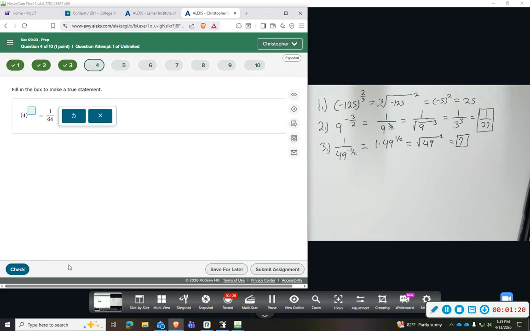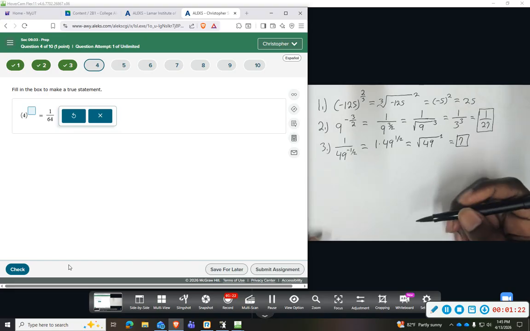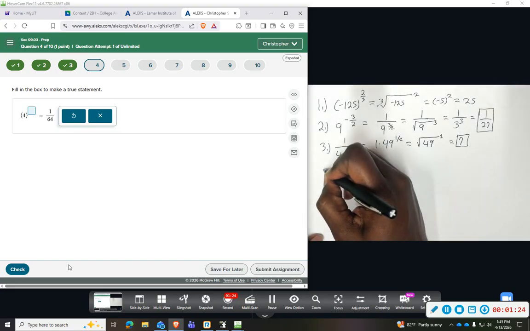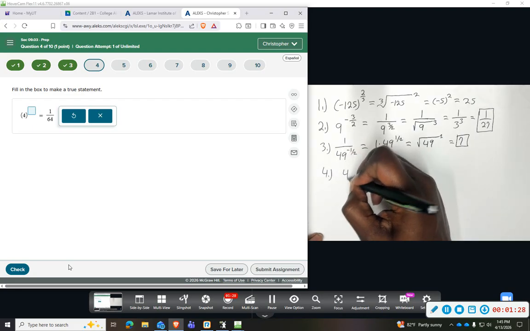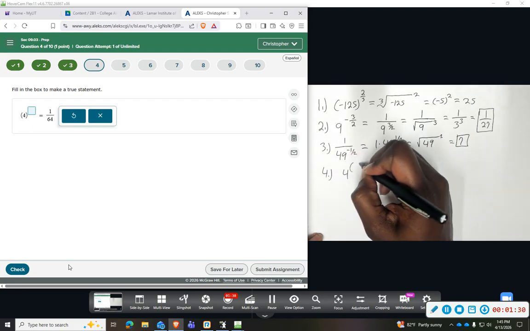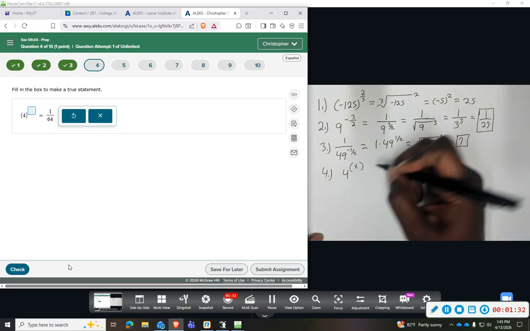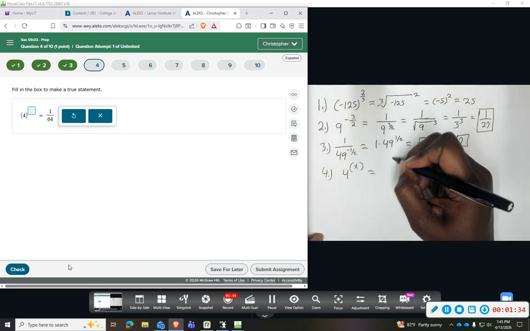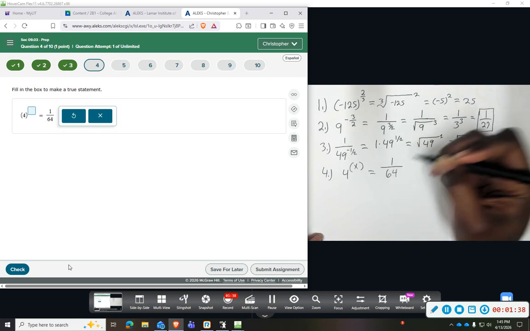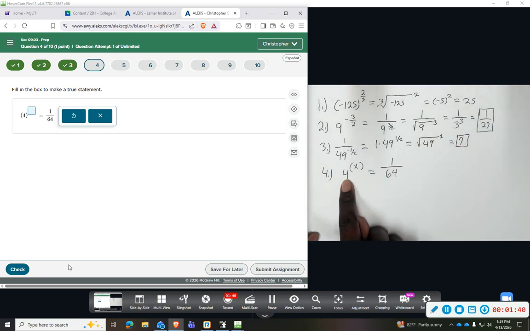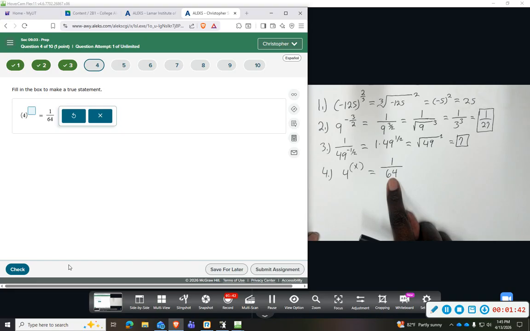This one we want to fill in the box to make the statement true. So we have 4 raised to some power, we'll just call it x, is equal to 1/64. Okay, so since this has a base of 4, I want to figure out what number can I rewrite 64 with the base of 4.